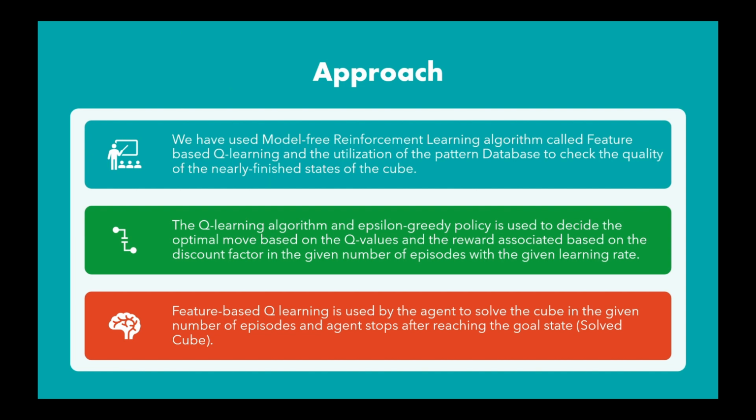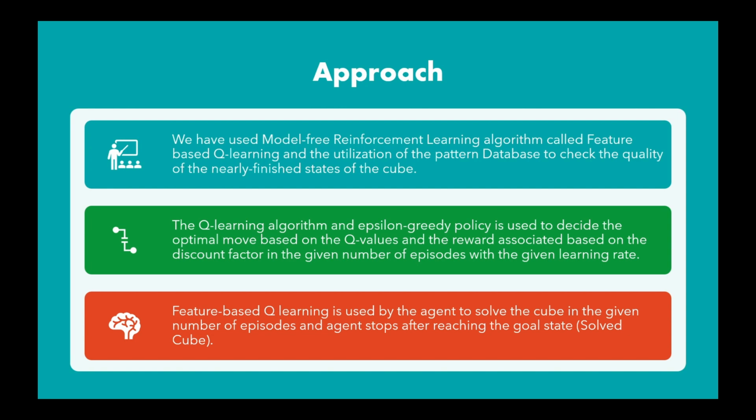In order to implement the project, we have used one of the most common and simple model-free reinforcement learning algorithms, called feature-based Q-learning. To check the quality of the cube solved in each stage, we have used a pattern database. The epsilon greedy policy is used in the Q-learning implementation to choose the best action. It chooses the best action based on the Q values of each state, and the action with the maximum reward is chosen as the best action.